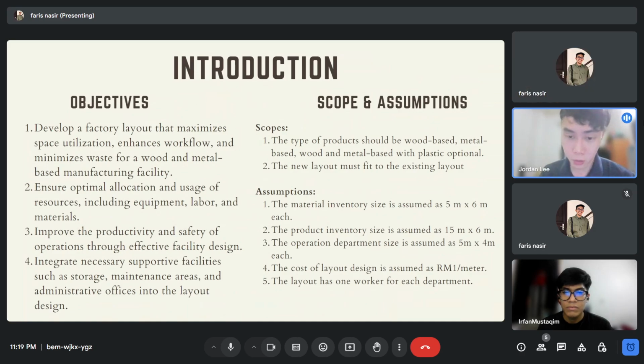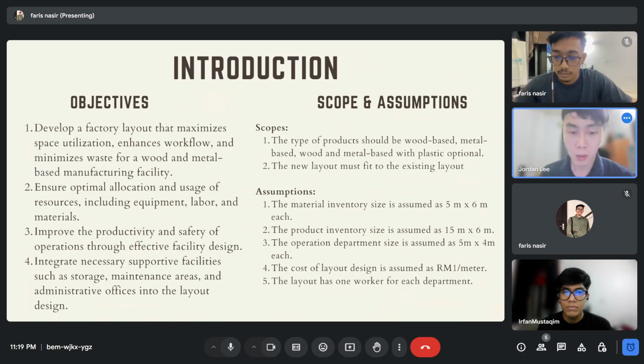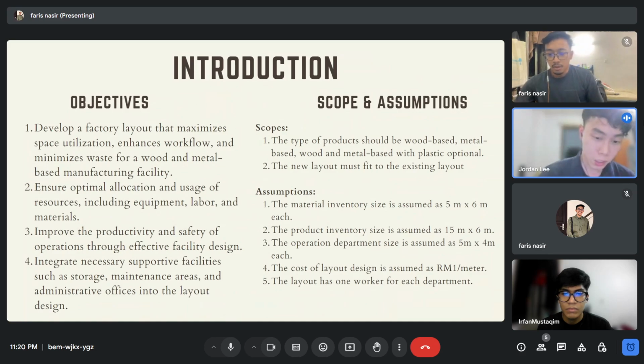As for the scopes, there are two. First, the types of product should be wood-based, metal-based, or wood and metal-based with plastic as optional. And the new layout must be able to fit the existing layout. The assumptions made for this project are that the material inventory size is 5 by 6 meters each, the product inventory size is 15 by 6 meters, and the operational department size is 5 by 4 meters each, and the cost of the layout design is assumed to be 1 ringgit per meter. The layout has only one worker for each department.